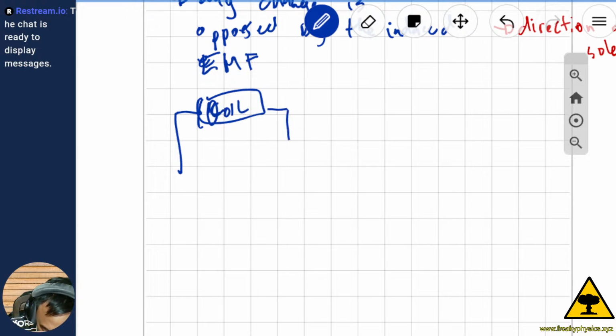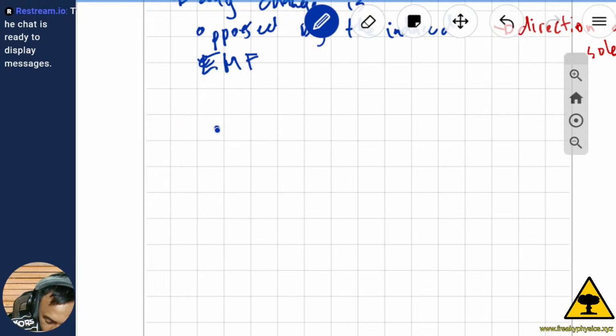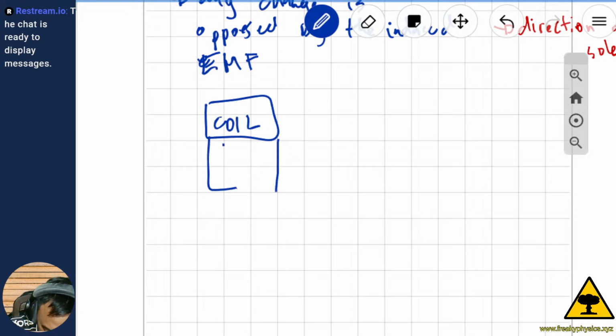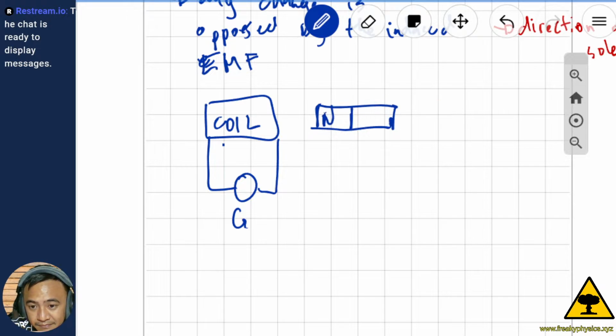Hold on, let me redo that. Okay, so this is our coil, and there's our galvanometer. I'm just gonna write G for there. And then this is our magnet, right? Now, let's put a north pole in here.